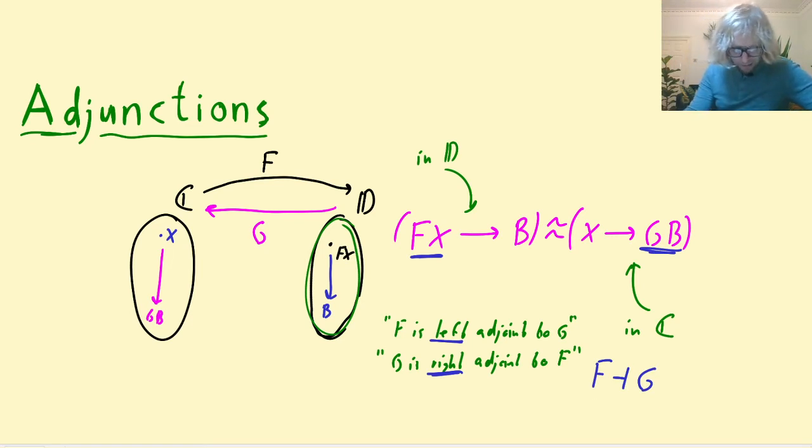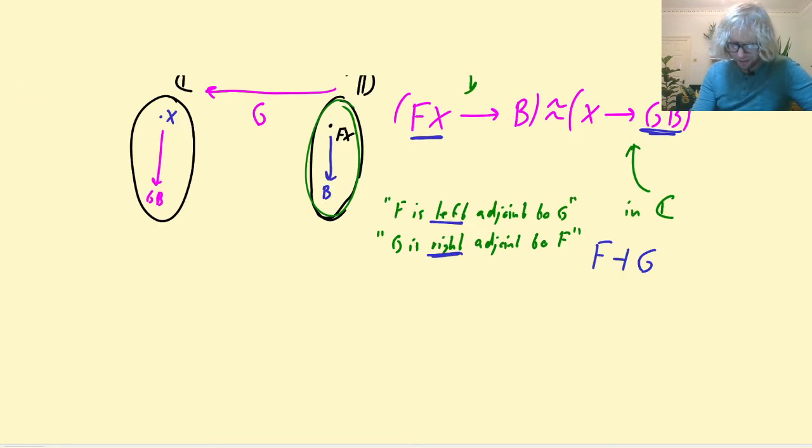Okay, so there's one technical thing we still have to do, which is that this should work for every X and for every B, right? So what happens if we change the X and the B? Then we should still have a natural change in everything else, right? So let's say that I start here with a morphism from f of x to b.